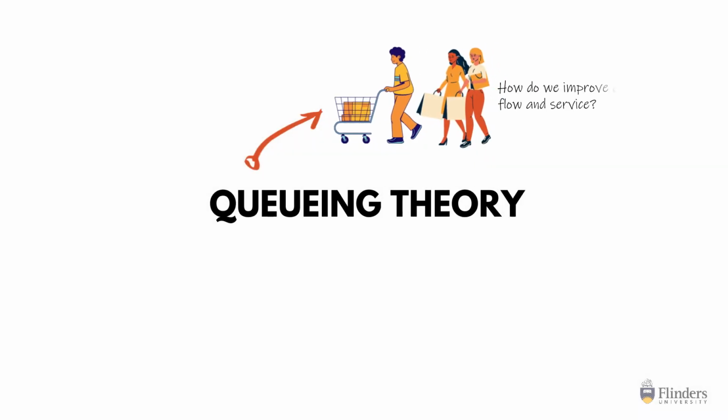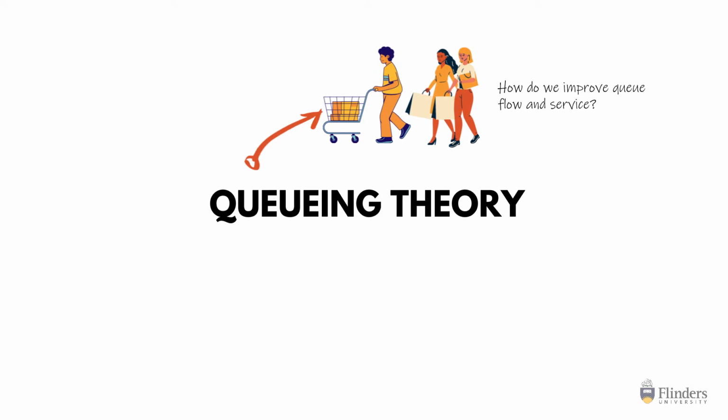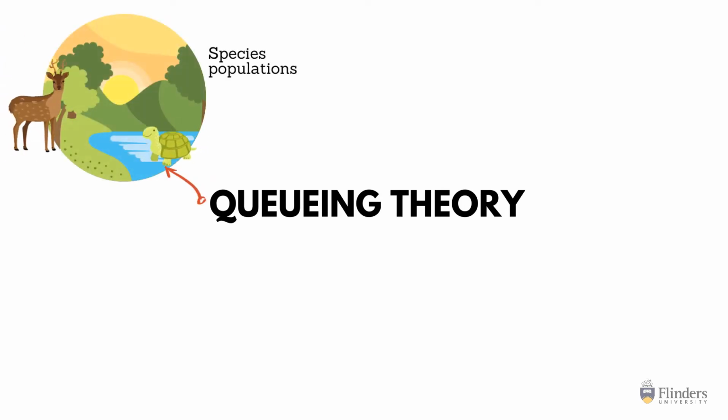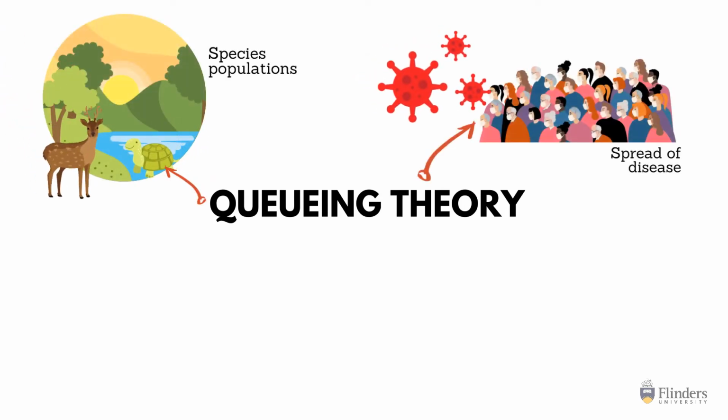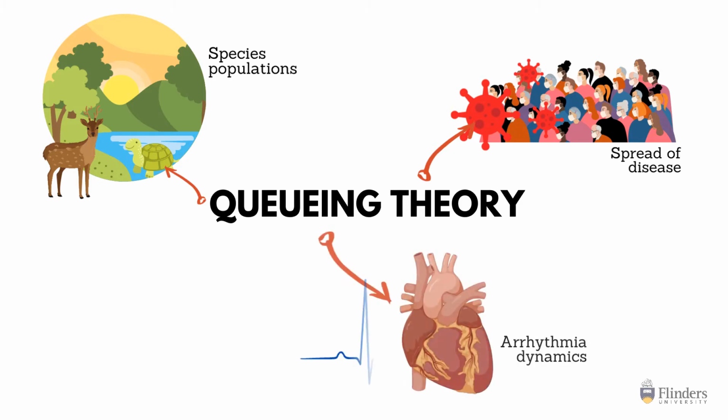While this seems a niche area of mathematics, the applications of queuing theory actually extend far beyond queues at a grocery store, with these principles often being used to model populations in ecology, the spread of disease through a population, and even arrhythmia dynamics. This is because, in essence, these problems are analogous to our shopping example. How? Let's get back to our analogy to elaborate.